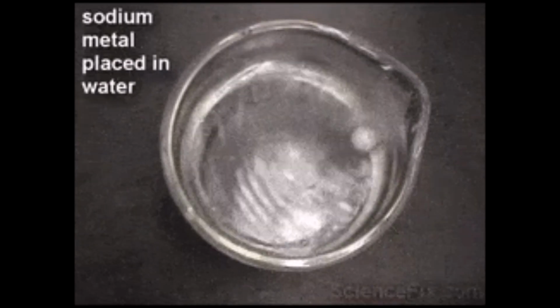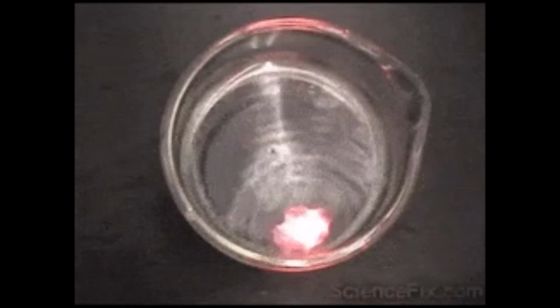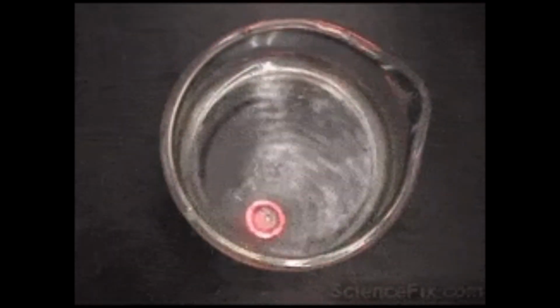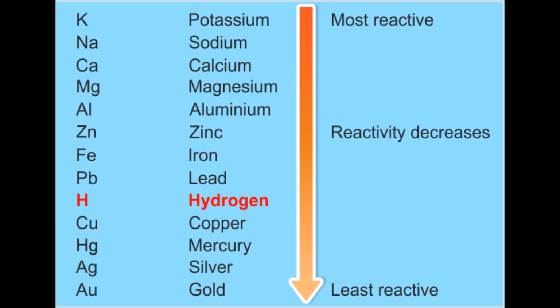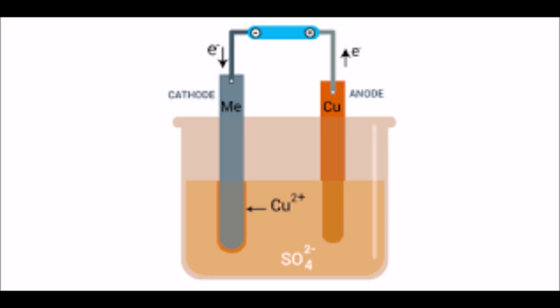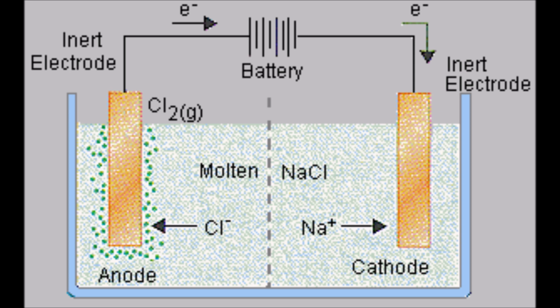For example, carbon cannot reduce the oxides of sodium, magnesium, calcium, aluminium, etc. to the respective metals. This is because these metals have more affinity for oxygen than carbon. These metals are obtained by another process called electrolytic reduction. For example, sodium, magnesium, calcium are obtained by the electrolysis of their molten chlorides.